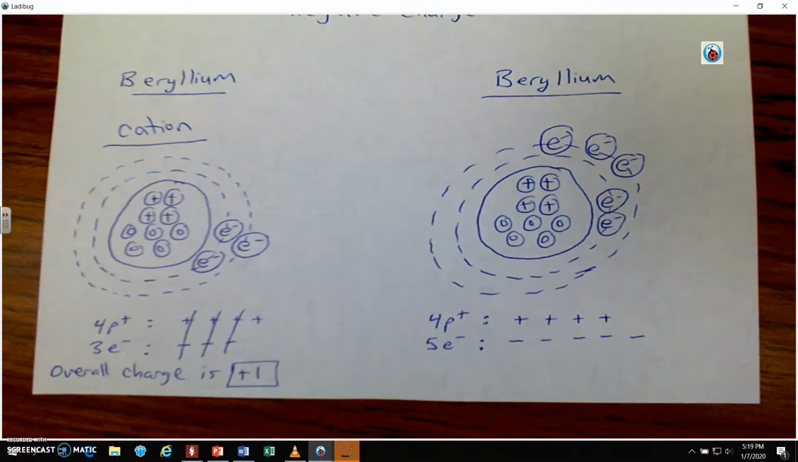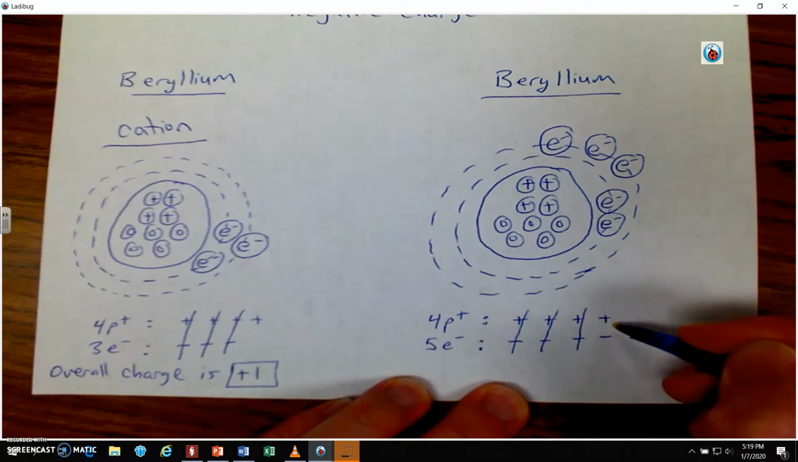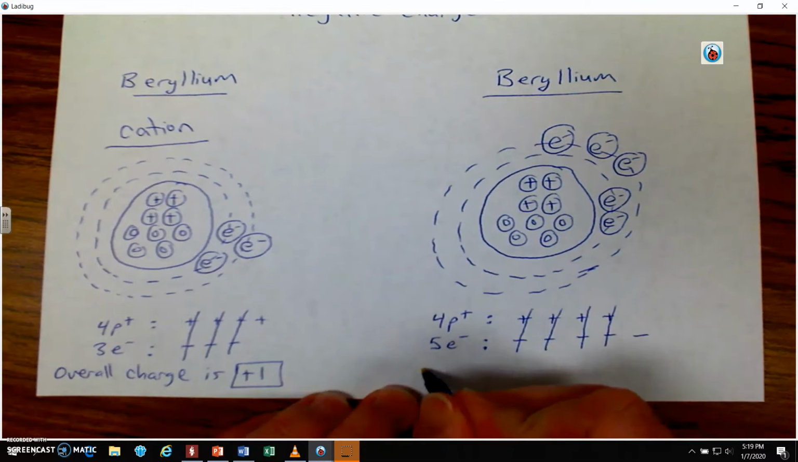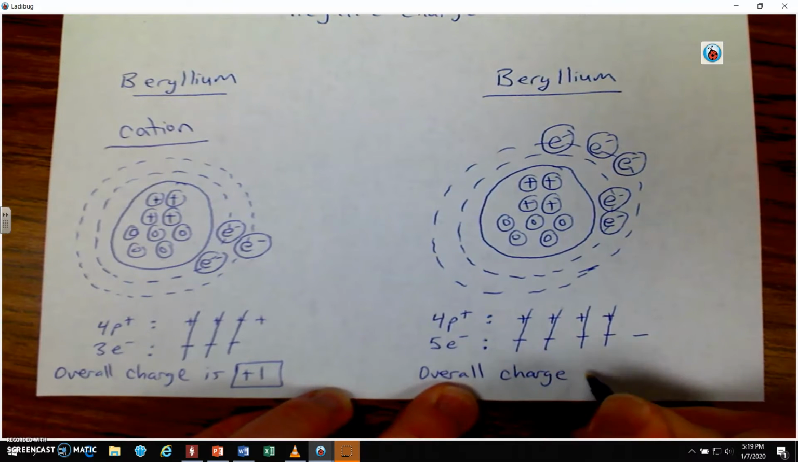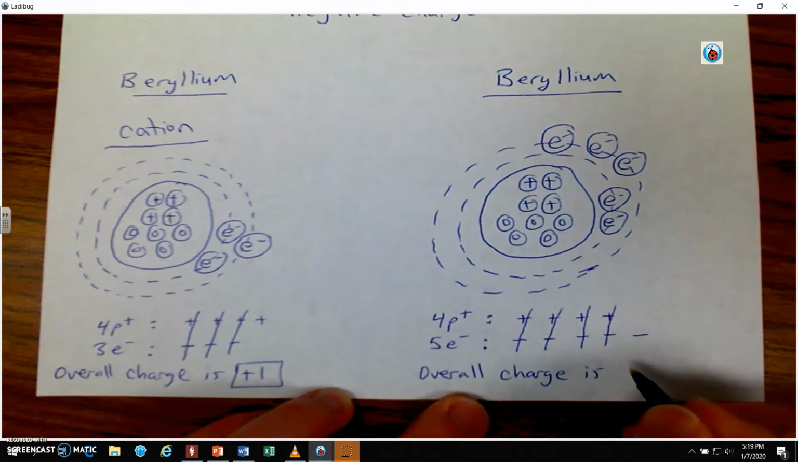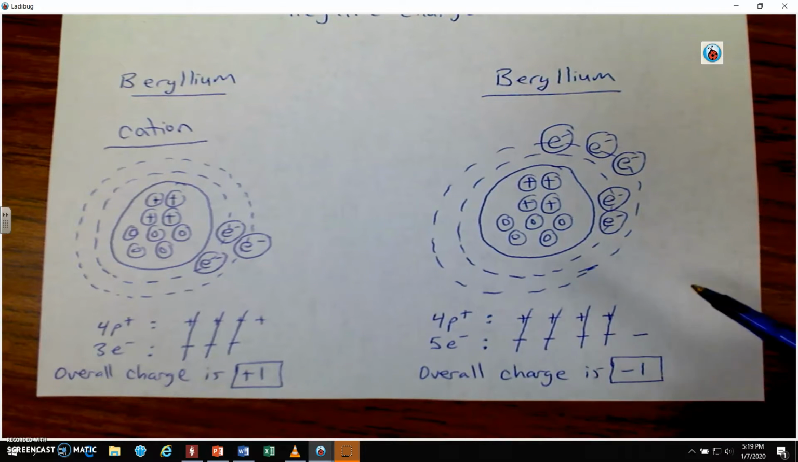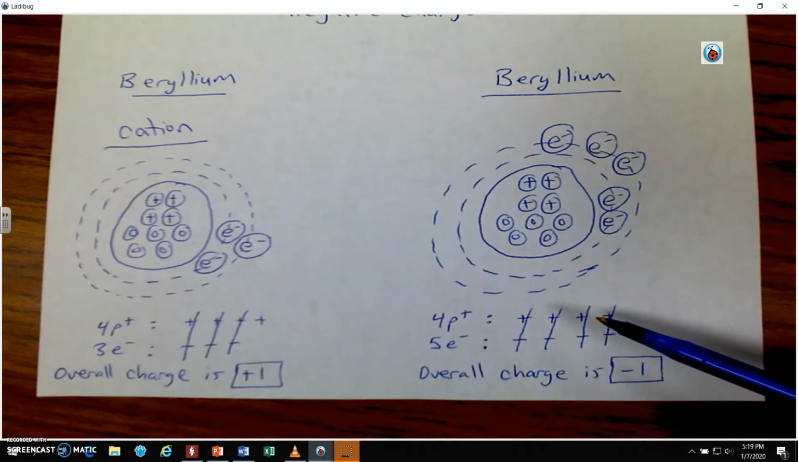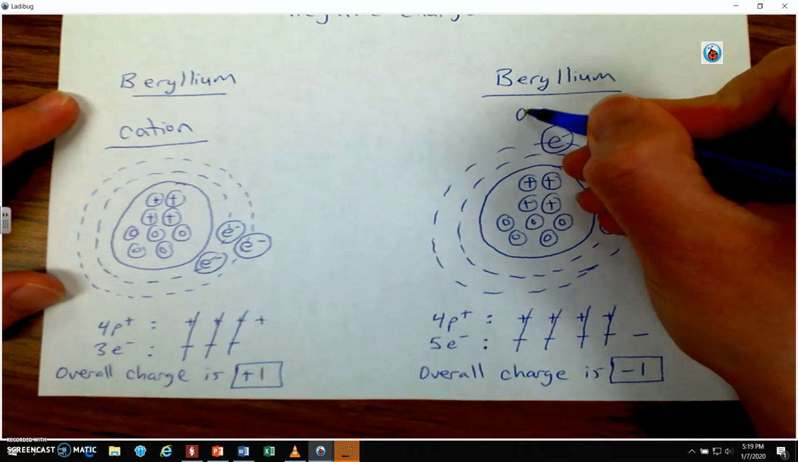I can now go through and cancel out what I can. Positive and negative cancel. These cancel, cancel, and cancel. So the charge that I'm left with, my overall charge, is a negative 1 now. So this is by definition an ion because it has a positive or a negative charge. More specifically, it's an anion because it's negative. So this one we're going to represent as an anion.